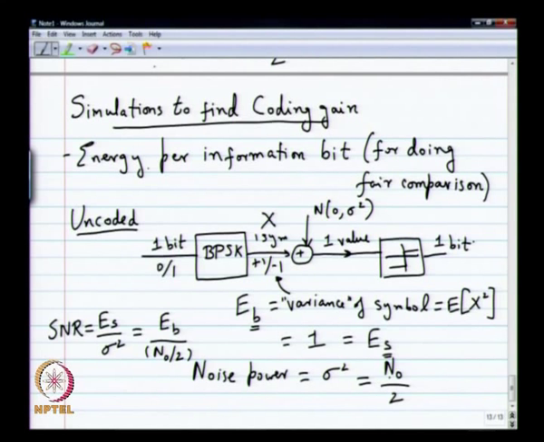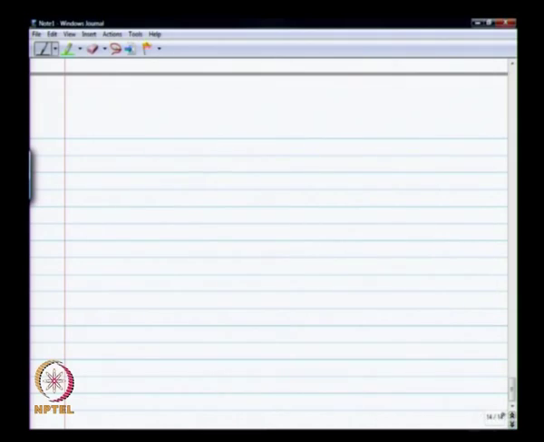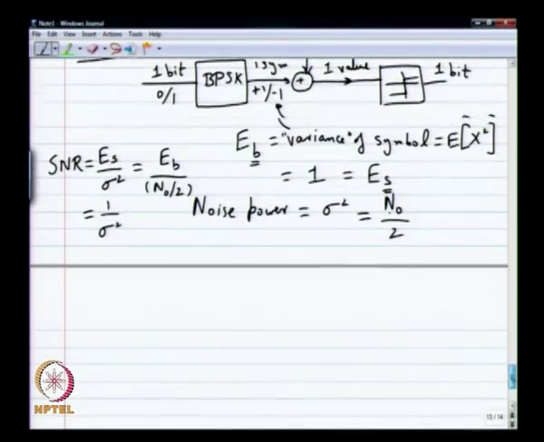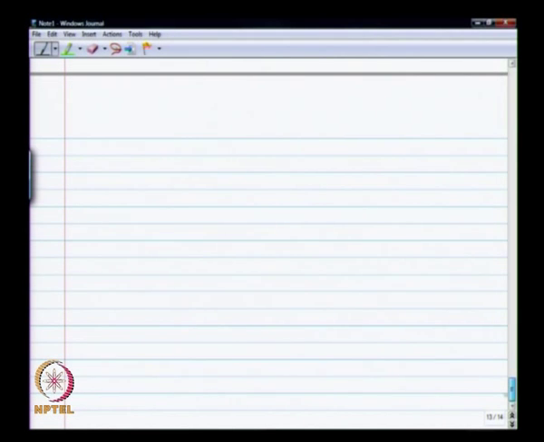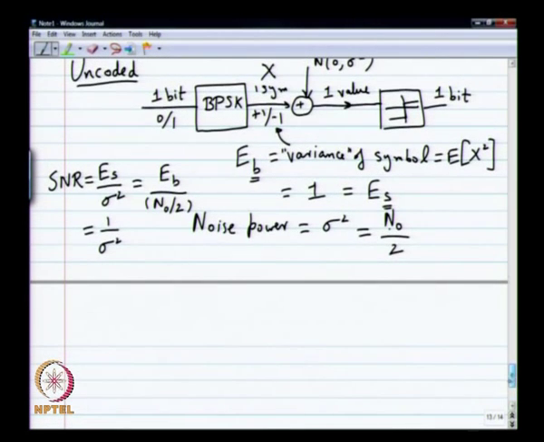You slice and you get an estimate for the bit. So if you do that, here in this case with the BPSK we have assumed, this simply becomes 1 by sigma squared. Let me just make sure I am not making any mistake here. All right. So then the probability of error. I am having to go to the next page, so maybe we will keep half a page there and half a page here.